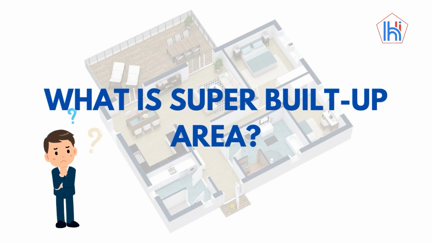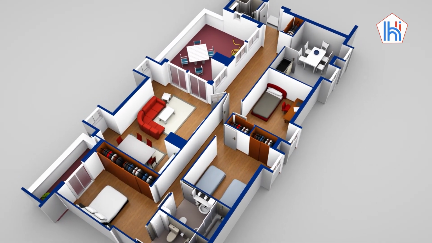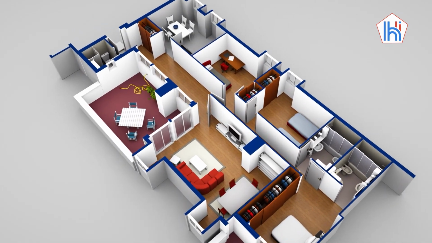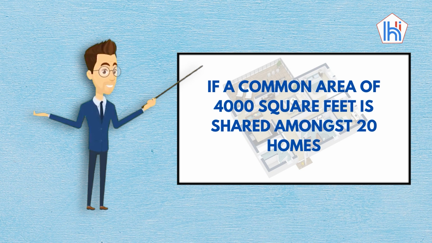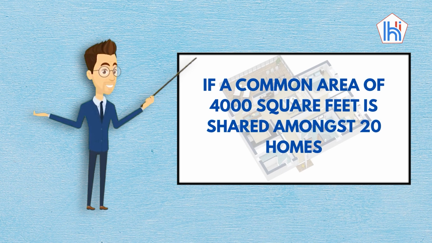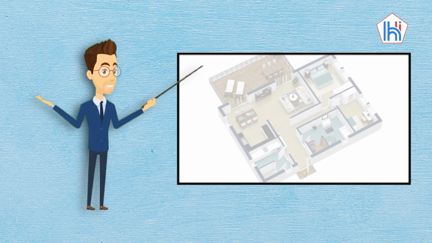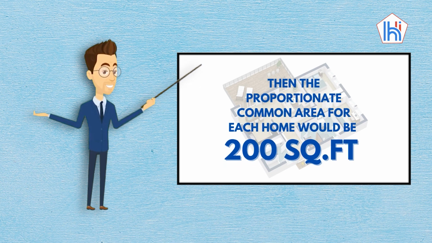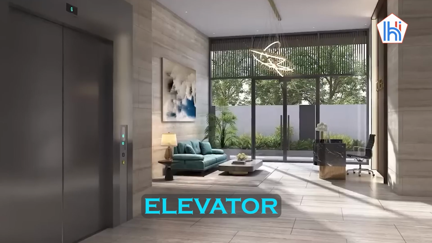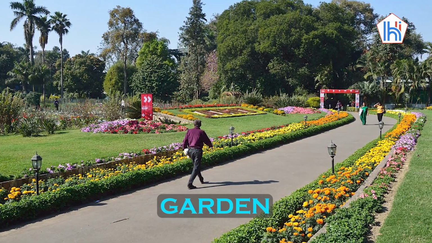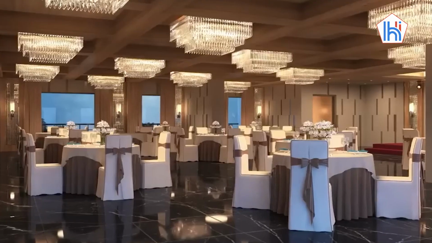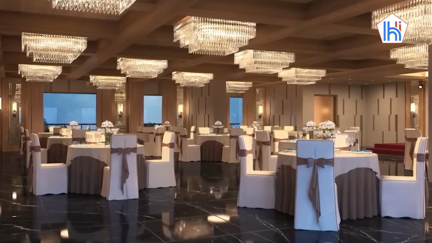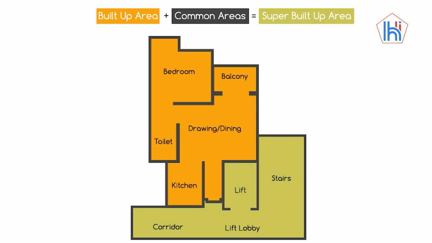What is super built up area? Super built up area is the combined total of a property's built up area and all of its proportionally sized common areas. For example, if a common area of 4000 square feet is shared among 20 homes, the proportionate common area for each home will be 200 square feet. Elevators, swimming pools, gardens, lobbies and other amenities may be found in highly developed areas. However, they are not included and are charged individually. The diagram on the screen will illustrate super built up area.